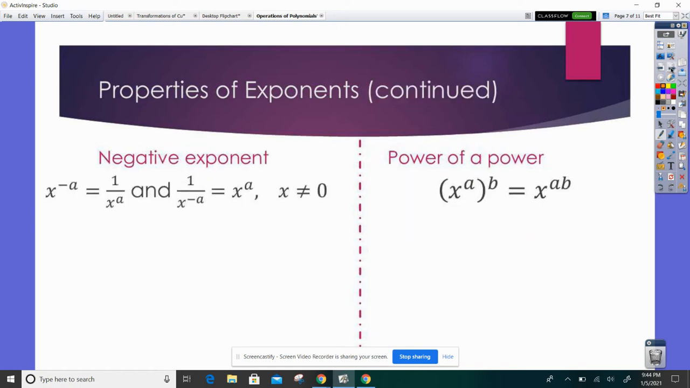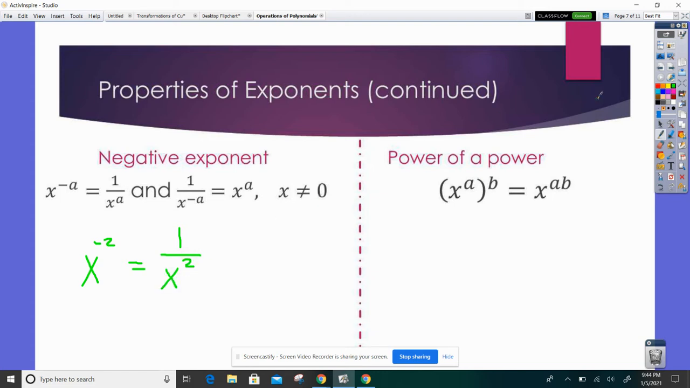The next exponent rule that we're going to look at are negative exponents. So when you have a negative exponent, to get rid of that negative exponent, you move the term under 1. Or if it's already in the denominator, you move it up. So for example, if I had x to the power of negative 2, to get rid of that negative exponent, I would put 1 over x to the power of positive 2.